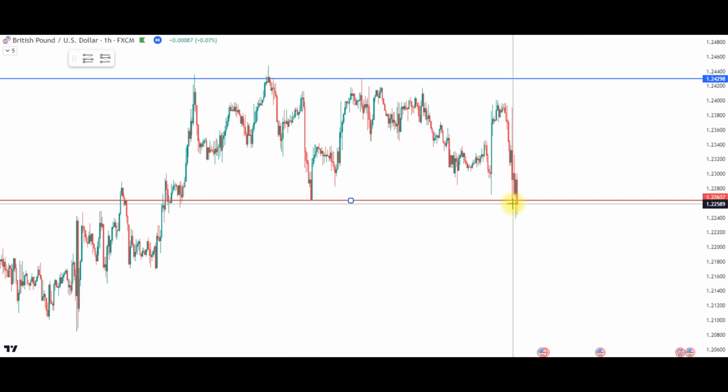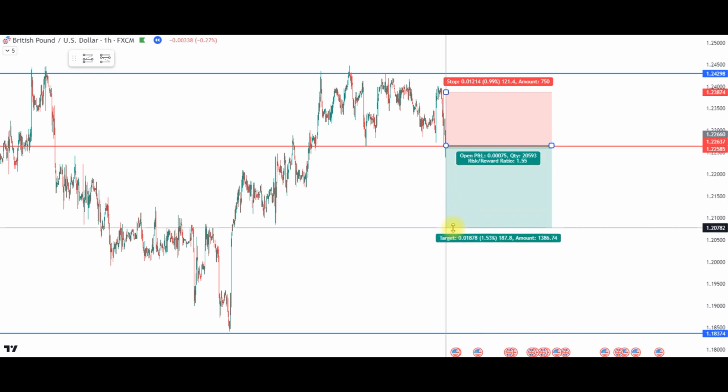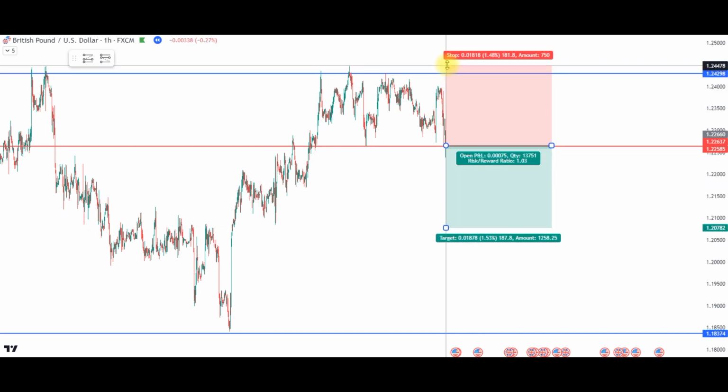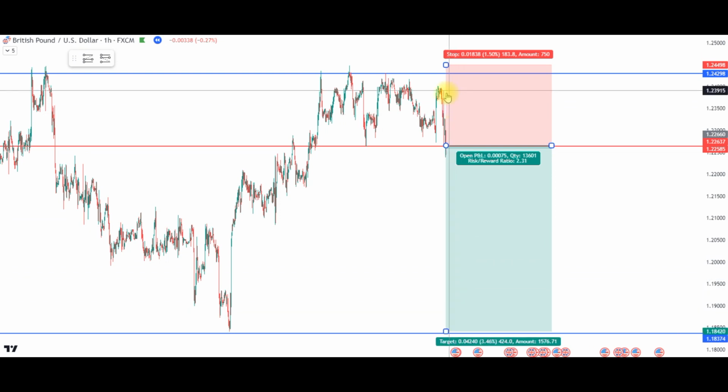And right at this point, we have a breakout out of this sideways range. So the breakout traders would have a great position here to place a short trade from the upper side to the lower side of the superior sideways range.